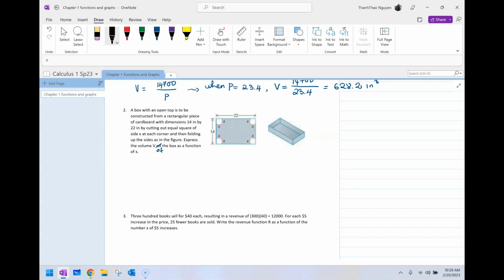Here we have the box. The height of this box is x. The width of this box is what? 14 minus 2x. And the length of this box is 22 minus 2x. The volume of the box is equal to x times 14 minus 2x times 22 minus 2x, and now we just leave it as is.